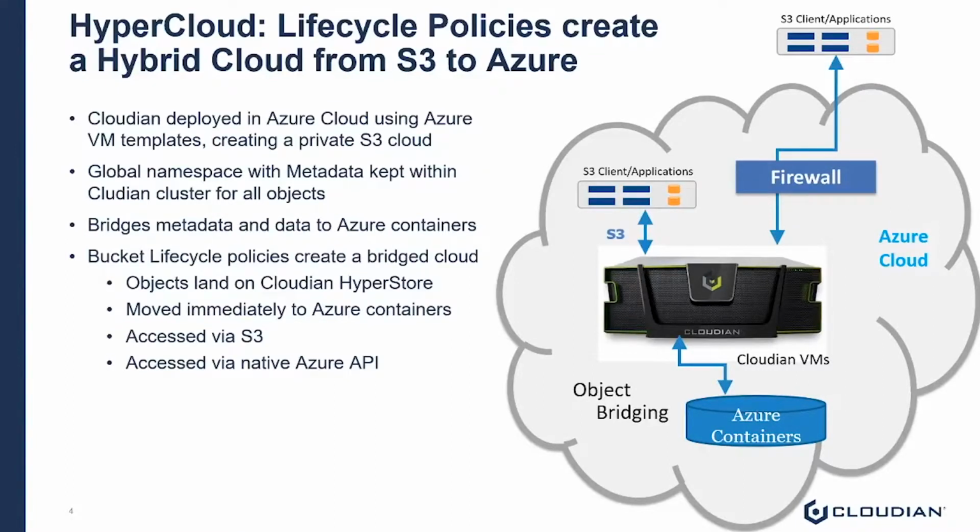It bridges the metadata and data into Azure containers. And bucket lifecycle policies create the bridging. So when an object is written to Cloudian, it is moved immediately into Azure containers. It can be accessed via S3, and it can be accessed natively via Azure.